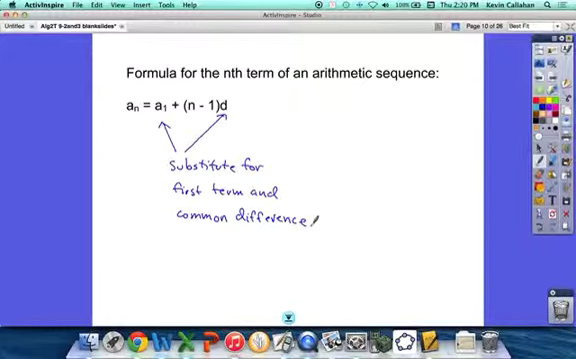If you want a formula for the nth term, you're not going to fill in for the n. You need to have an n there because that'll be where you plug in to find whatever term you want. If you want a 100th term, plug in n equals 100. If you want the 50th term, plug in n equals 50. But we do need to plug in for the a1 and the d.